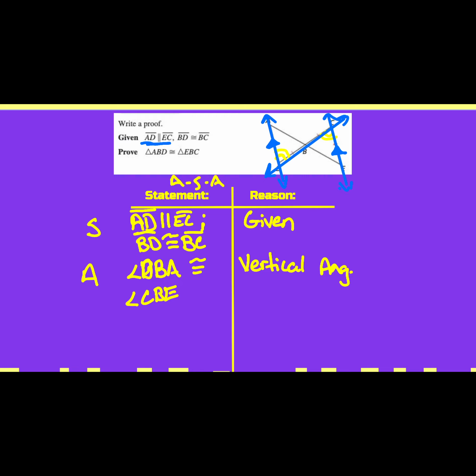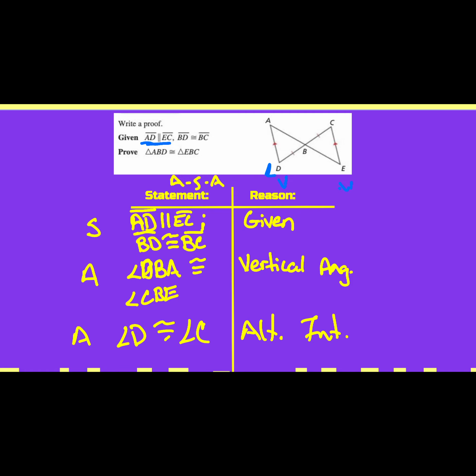They'd be alternate interior. Yes, that's exactly right. Interior because they're inside the parallel lines, and alternate because they're on separate sides of this middle line that cuts it. So you have angle D is congruent to angle C because they're alternate interior angles.